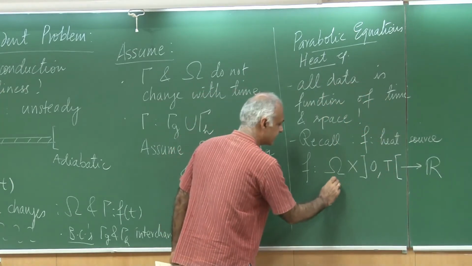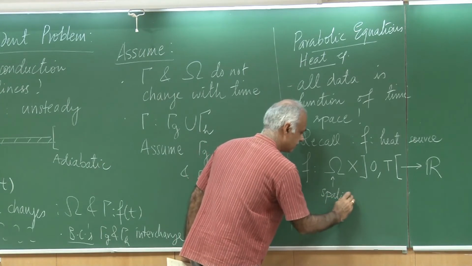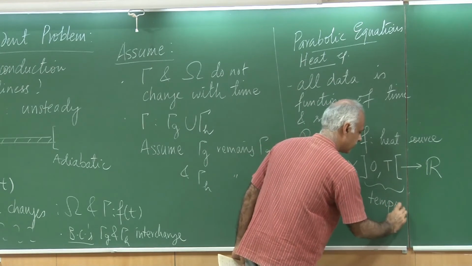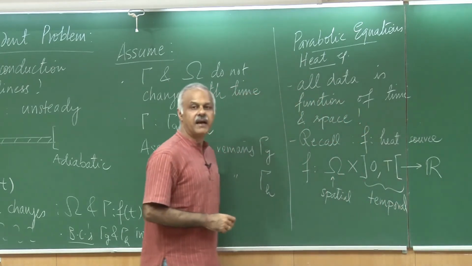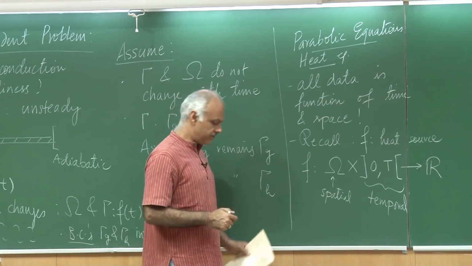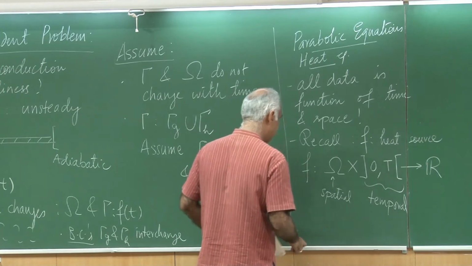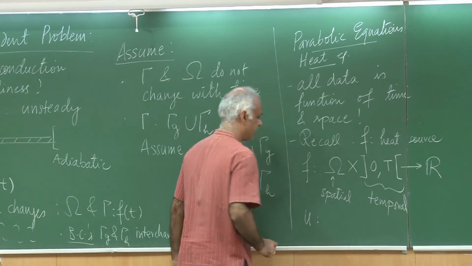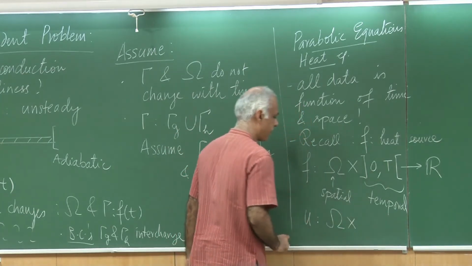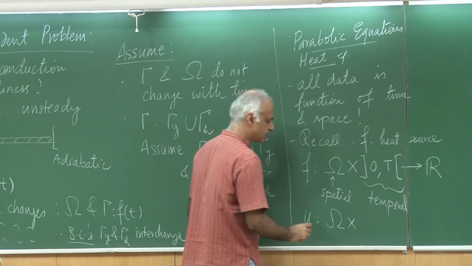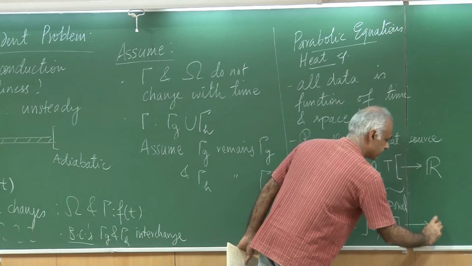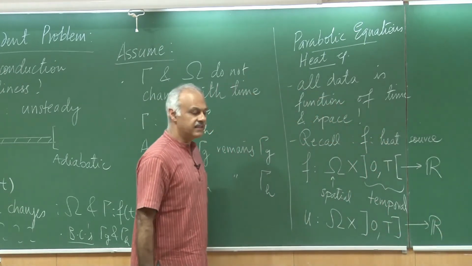So, this part is the spatial domain and this here is the temporal domain, or this is the time axis. So, all quantities will now be given in this form. For example, if I look at U, which is my temperature, again it is defined on the space domain omega, the time t, and of course we will assume that it is real valued.